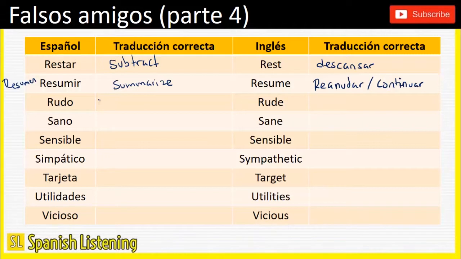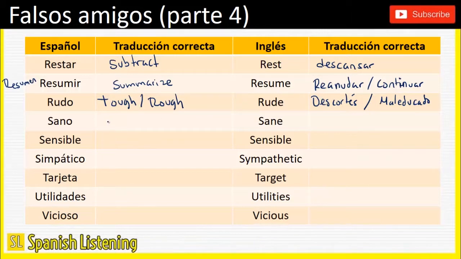Well, the next words are rudo and rude. Rudo is a person who is tough or rough, like he's a tough guy. Es un chico rudo. Tough or rough. On the other hand, rude in Spanish would be descortés. You can also say maleducado, so that means they don't have good manners. Maleducado. So these are the correct translations for these words.